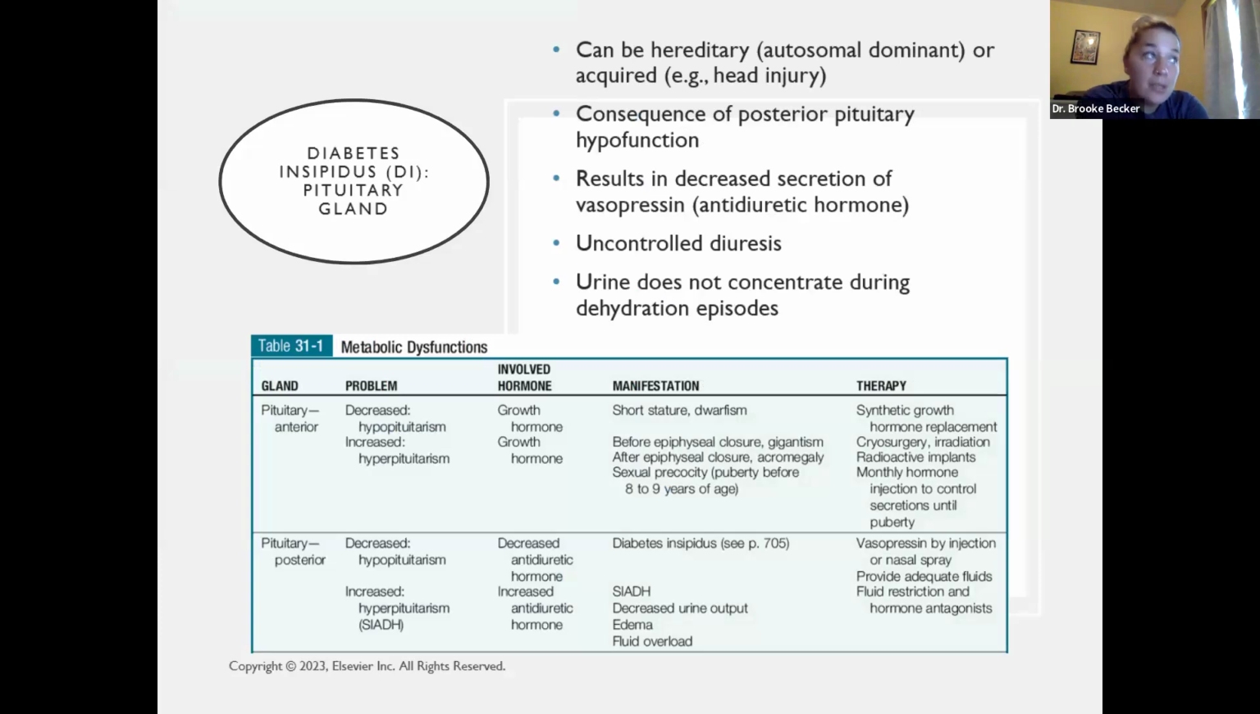Diabetes insipidus. Okay, so this is with the pituitary gland. It's an autosomal dominant hereditary pattern. So if one of your family members or one of your parents has it, you're going to get it. Or it can be acquired from something like a head injury. It results in decreased antidiuretic hormone or vasopressin. So then you are diuresing uncontrollably. Okay.